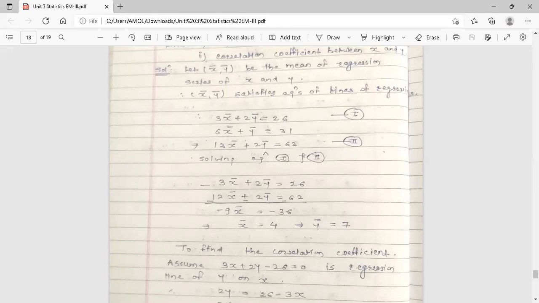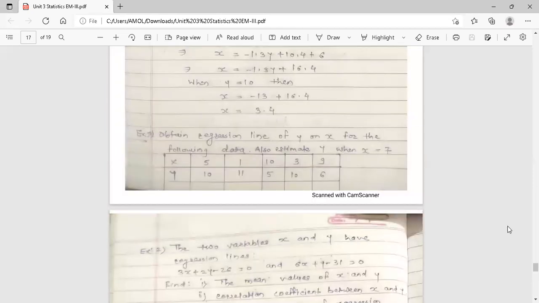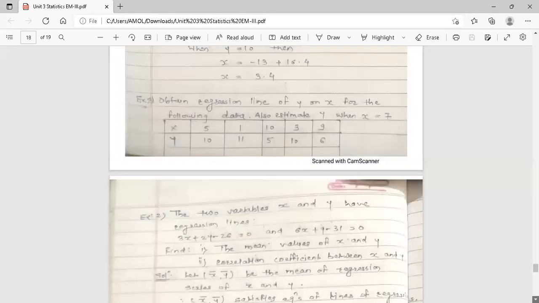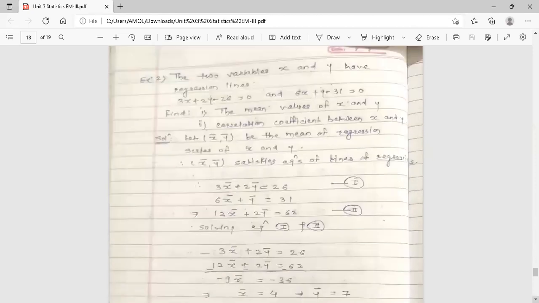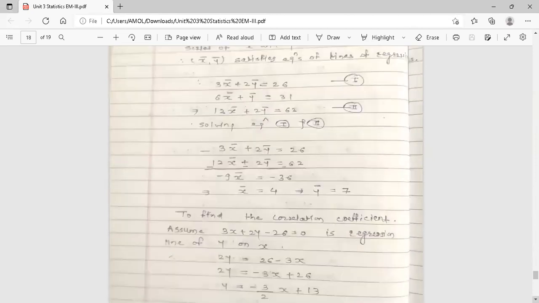So the first aim was to find the mean values of x and y. The mean values of x and y are 4 and 7 respectively. Second, find the correlation coefficient.